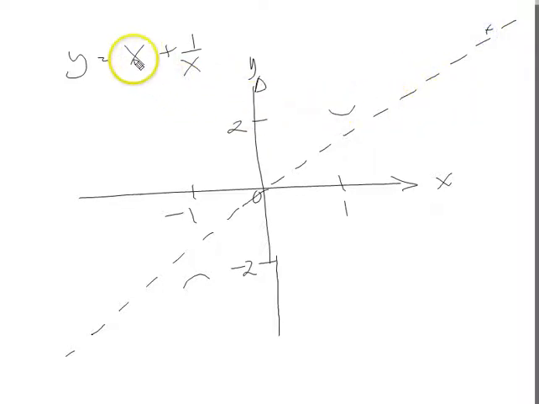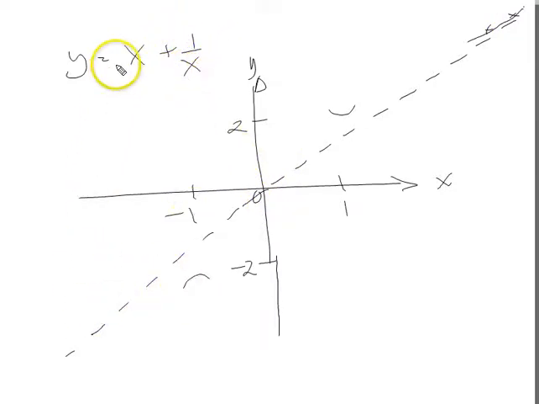I know I'm not doing it to scale, but had it been 1,000, you'd get 1,000 plus 1 over 1,000, so it'd be a tiny bit above that line, wouldn't it? What I'm trying to illustrate is that as x gets larger and larger, it gets closer and closer to the line y equals x, but just a tiny bit above it.